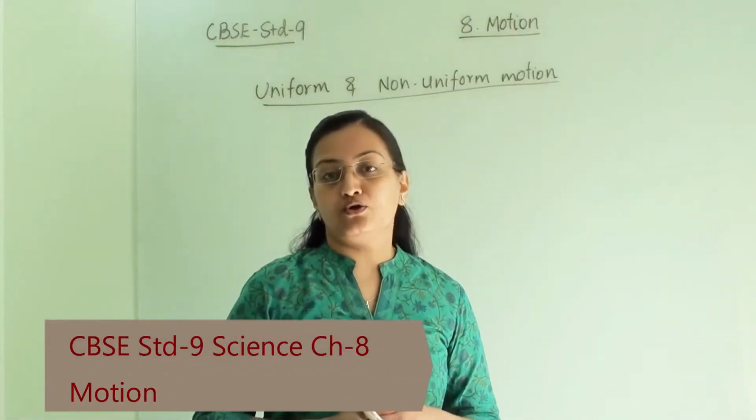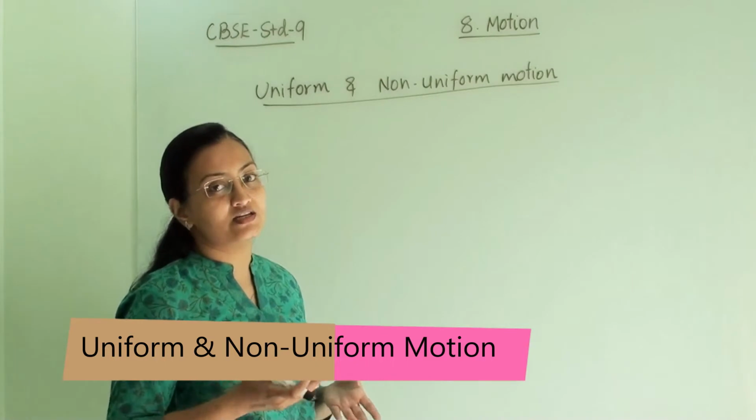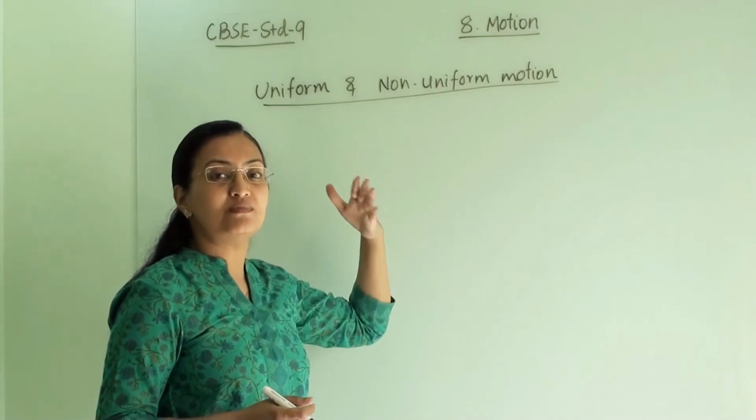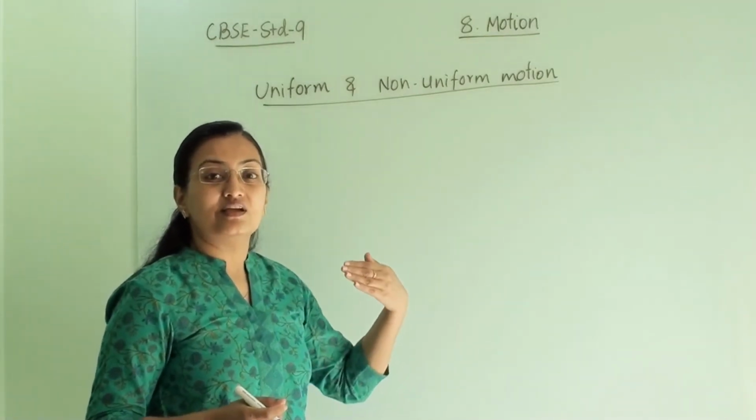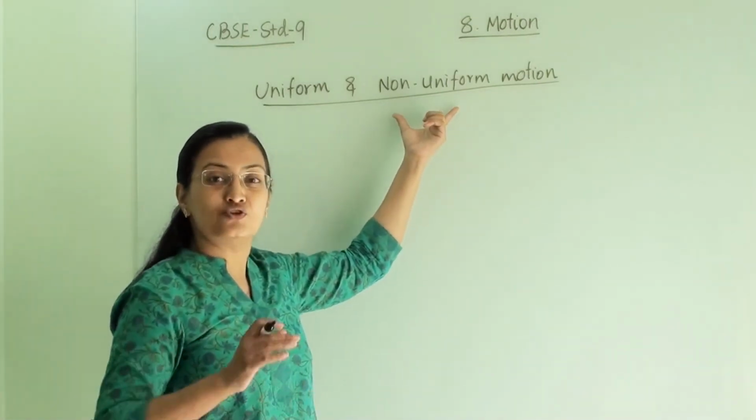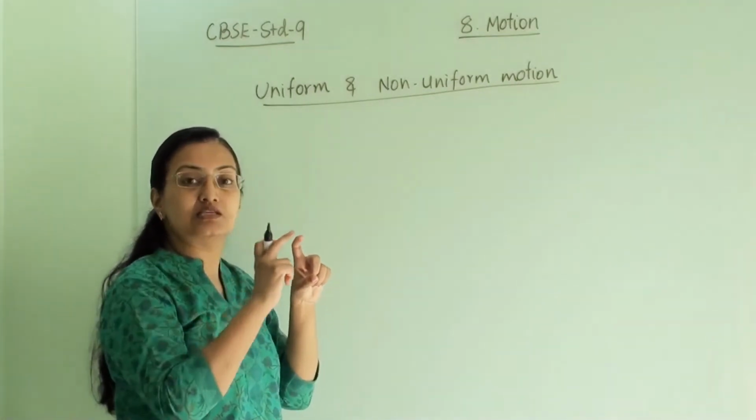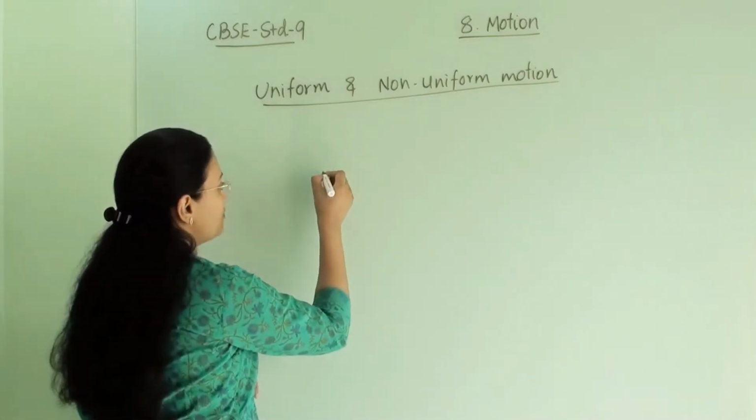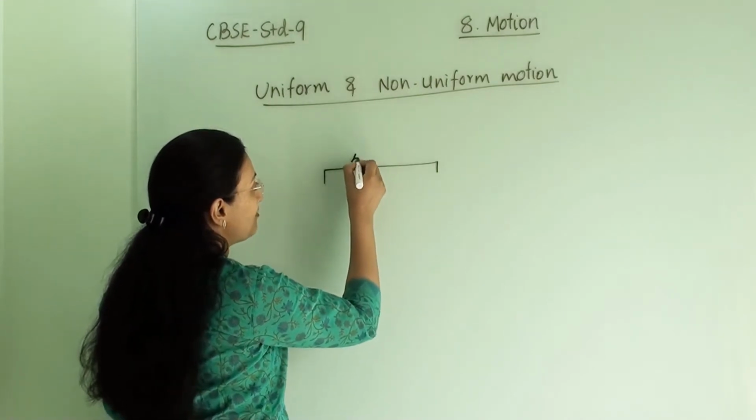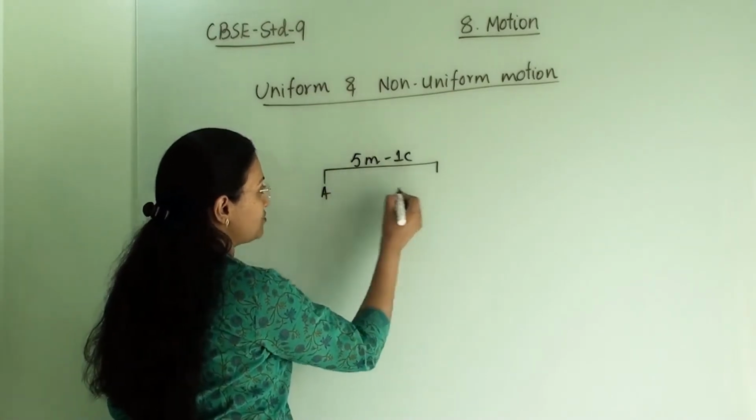Uniform motion and non-uniform motion. Earlier we have seen what is movement, what is distance and what is displacement. So today we are going to learn uniform and non-uniform motion. The name itself suggests, uniform means it comes with one uniform pattern, and non-uniform means it does not have any pattern. So here uniform means equal distance in equal time. How is it so? Let us understand it like this: a car is going and it has covered 5 meters in 1 second. This is the first lap in which it has gone from A to B.